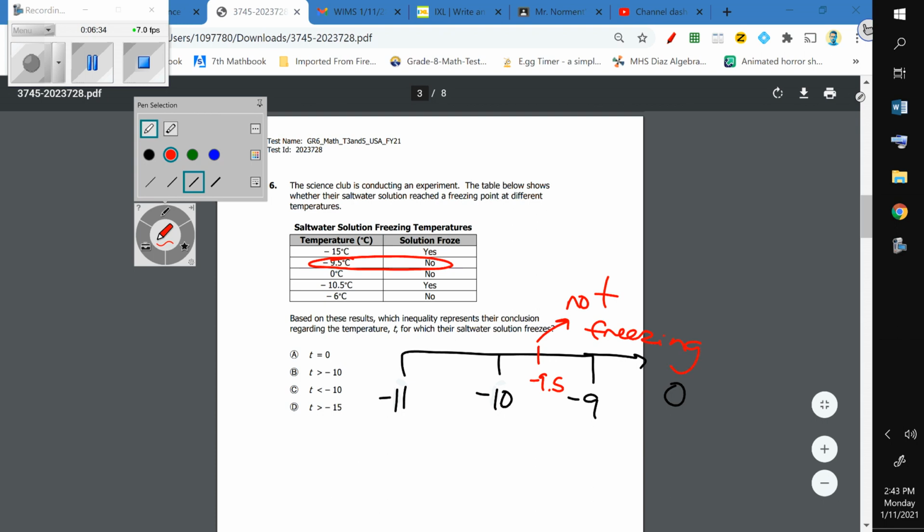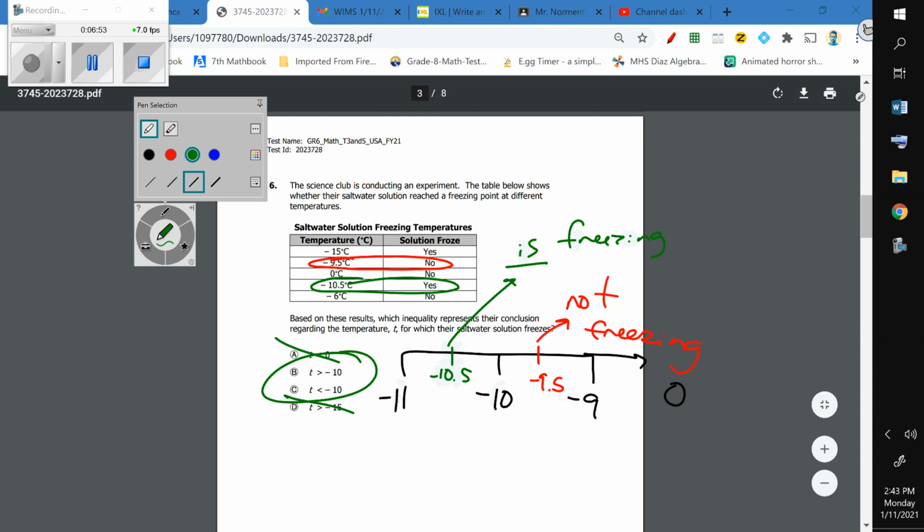freezing. Now I'm going to go here. This is freezing, and that's negative 10.5. And that is freezing. So this is not the answer. That's a negative 15. We're looking at these two. Which one of these is true?